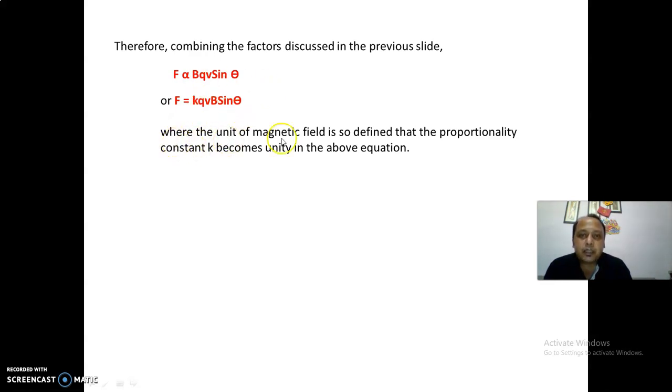You can see here the unit of magnetic field is so defined that the proportionality constant K becomes unity in the above equation. That is, K is 1 according to the units which are chosen for the other quantities, that is magnetic field, charge, as well as velocity also. So the value of force now will be given by F equals q v B sine theta. So this is the magnitude of force acting on a charged particle q moving with velocity v in a magnetic field B.